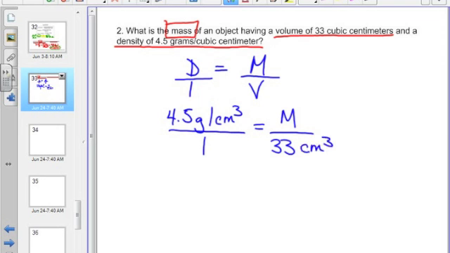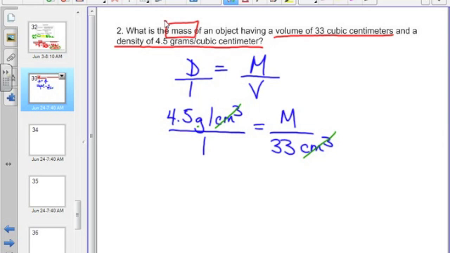33 centimeters cubed. Now when set up this way, and all your units are written in, you can see what you will eliminate, what you will cancel out. Centimeters on the bottom, centimeters on the top will cancel each other out. There's only one unit you are left with, and that is grams, and that's exactly what you're going to want for a mass. Let's do a little bit of cross multiply.